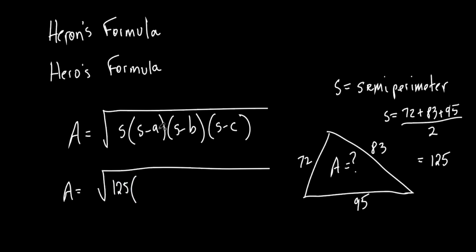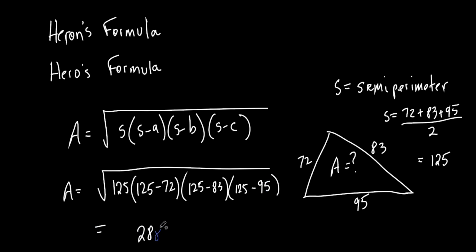What is this? S minus A. That's just 125 minus one of the sides. Doesn't matter which one, 72. Let's take that 125 again and subtract one of the other sides. What's one of the other sides? 83. And then we take that S again, 125, subtract the third side, which would be 95. Do all that in your calculator, and you get this big old number, 2889.2. It's area, so it's units squared.